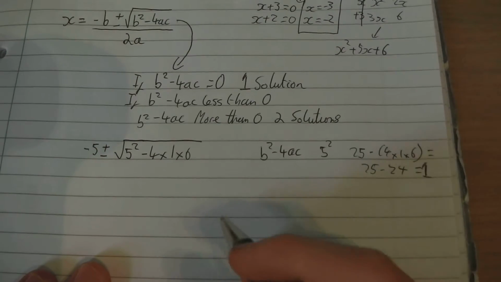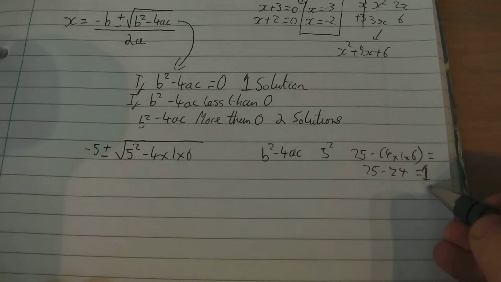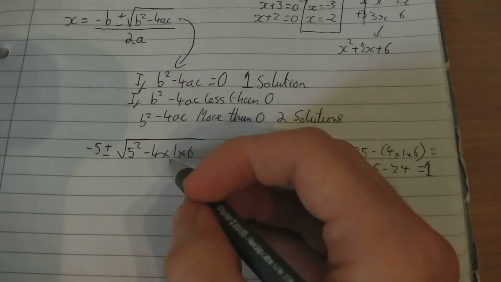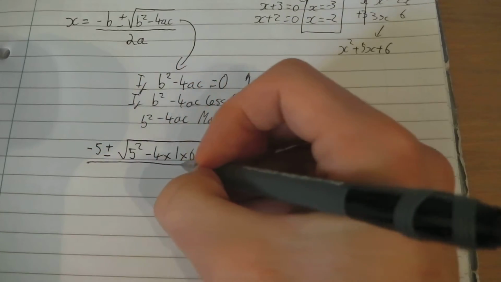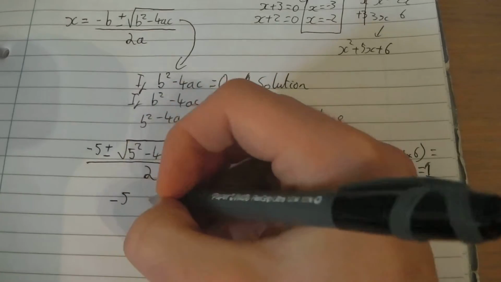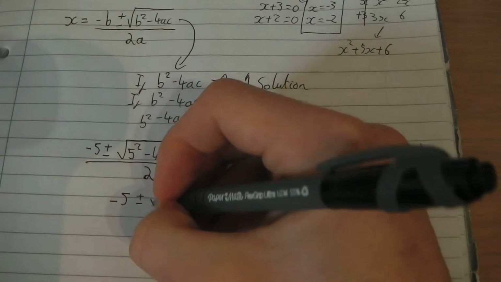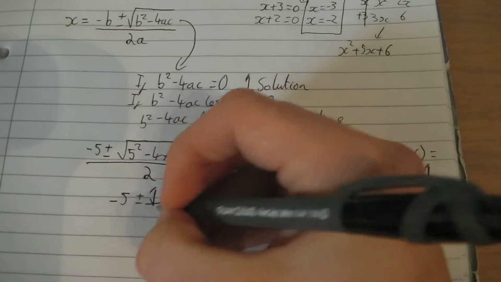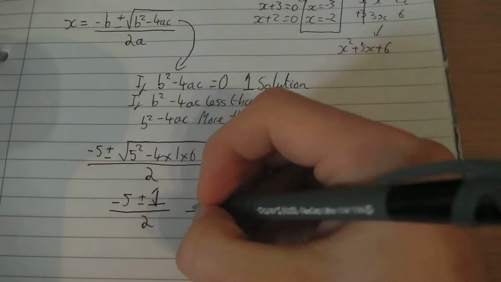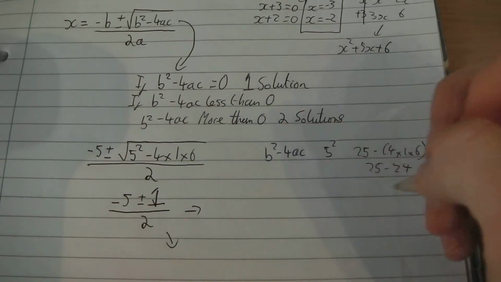So this bit here, b squared minus 4ac, equals 1, which is more than 0. So there are two real solutions to this equation. As I'll continue here, divided by 2a, so divided by 2. So that's minus 5 plus or minus the square root of 1, which is 1, over 2. Now what the plus or minus symbol means is that you can effectively create two equations from this, one where it's plus and one where it's minus.